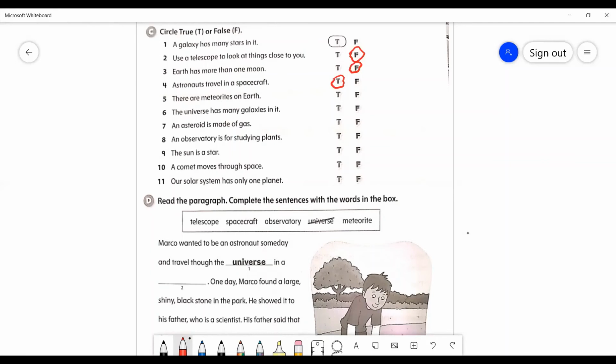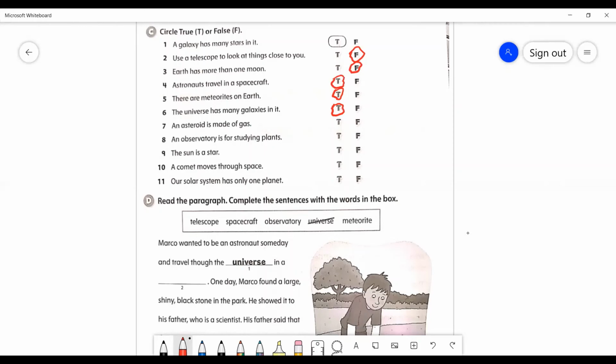Number 5: There are meteoroids on Earth. This statement is true, so we will circle T. Number 6: The universe has many galaxies in it. This statement is true, so I will circle T.